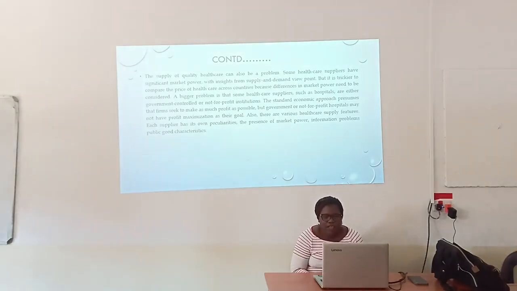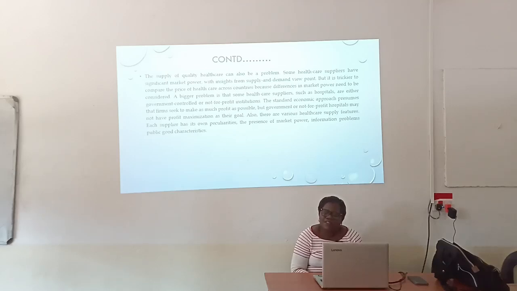And various healthcare workers. So the bigger problem is that some healthcare suppliers, such as hospitals, are either government controlled or non-profit institutions. So this is a primary factor when you're looking at the quality of healthcare, especially non-profit institutions that are just providing healthcare to provide good services and not necessarily to make profit. Okay, so it is irrespective of how many resources are used, how much they cost. They're just doing it to provide services.